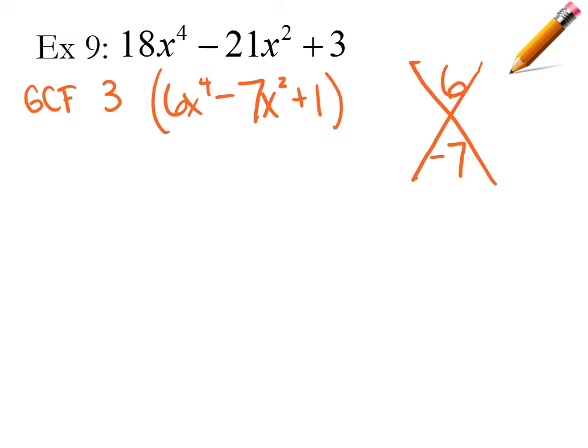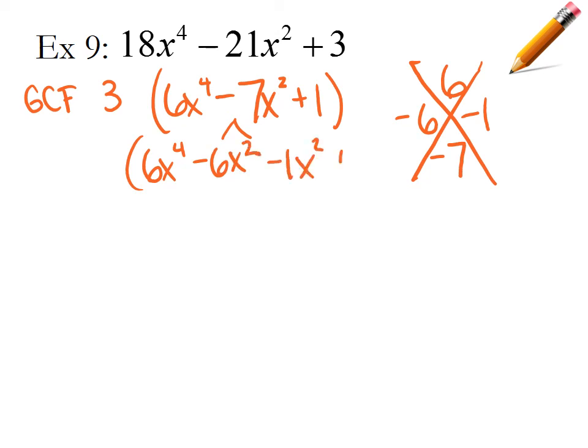Factors of 6 that can combine to give me 7. Let's try 6 and 1. Gotta watch my signs. A negative 6 times a negative 1 is positive 6, and a negative 6 plus a negative 1 is a negative 7. So that's going to break apart my middle term. I now have a minus 6x squared and a minus 1x squared. Carry down that middle value of x squared.